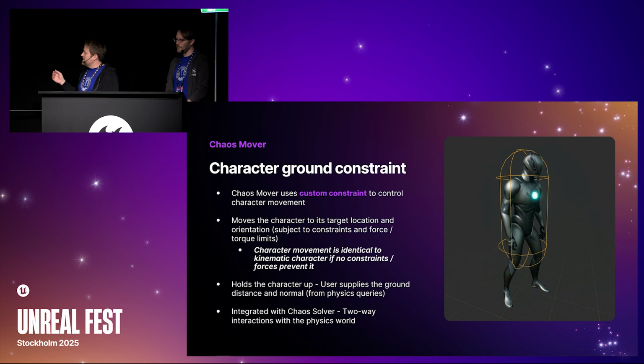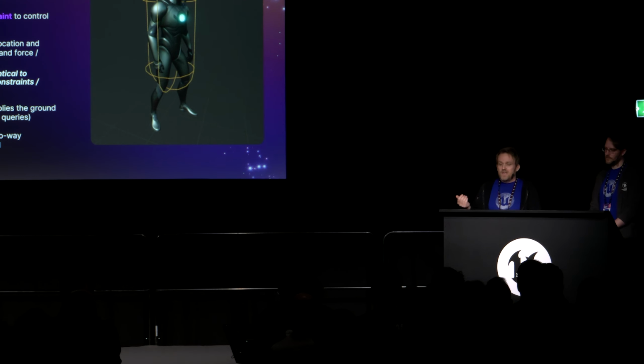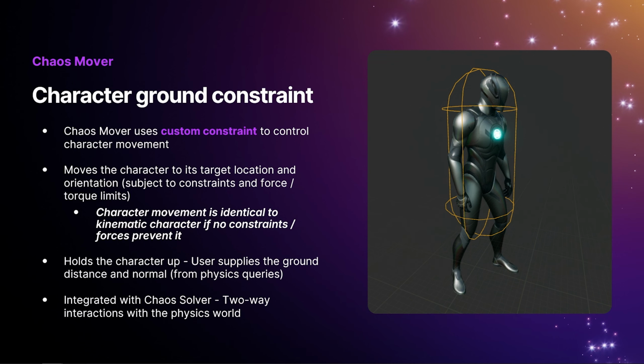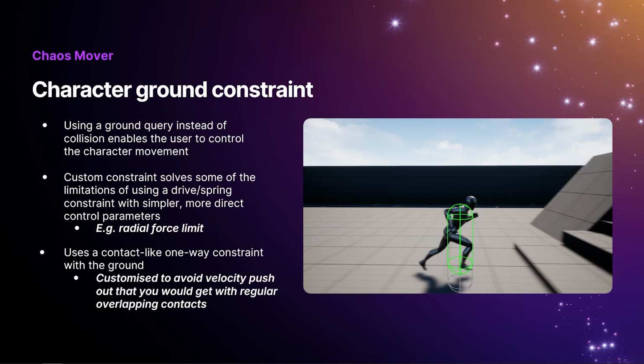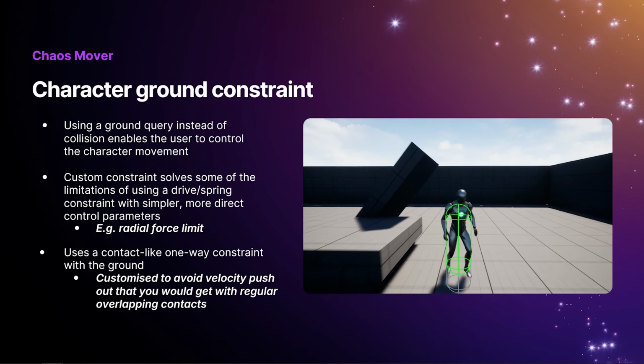The second part of the constraint is the ground constraint, which holds the character up. So the user supplies a ground distance and a ground normal, and then the constraint says that the character has to be at least that distance from the ground plane. This is just showing some debug visualization of the ground query that's happening.